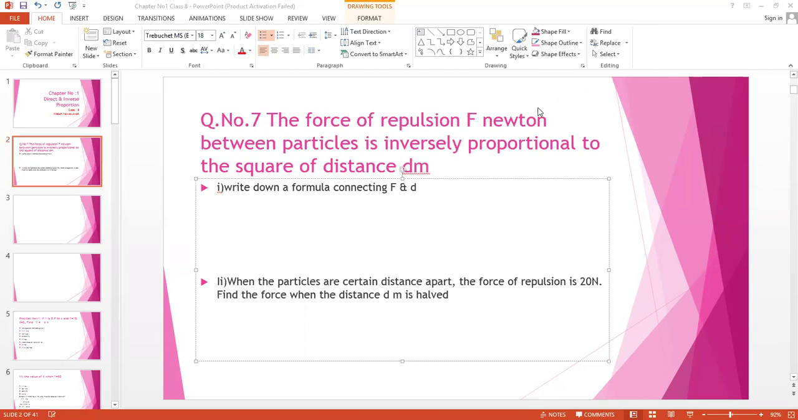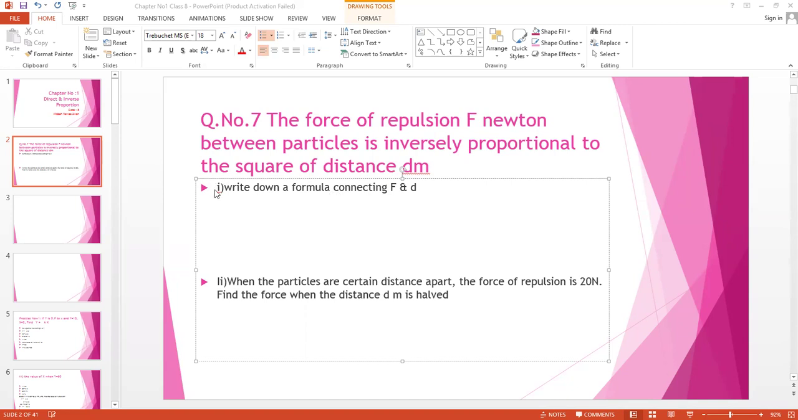According to this question, they are saying the force of repulsion, F Newton, between particles is inversely proportional to the square of the distance. And distance is shown with small d meter. As you know, distance you have to measure in meter, centimeter, kilometer. So this distance is measured in meter, so its unit is meter. And here for the force, we use the variable F, and its unit is Newton.